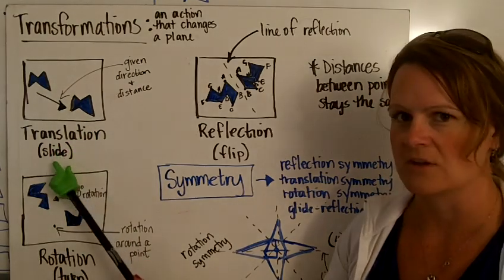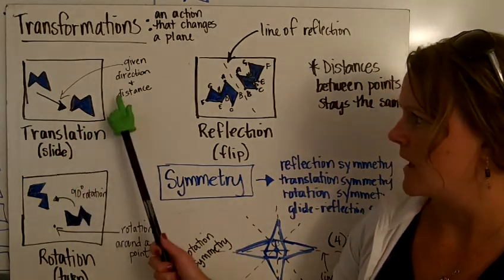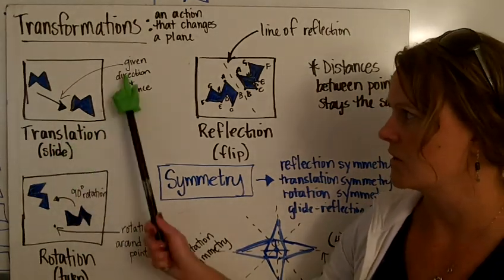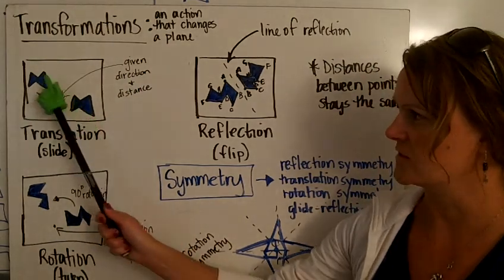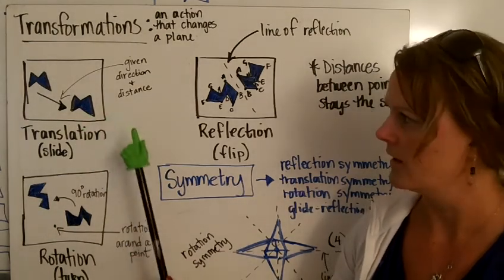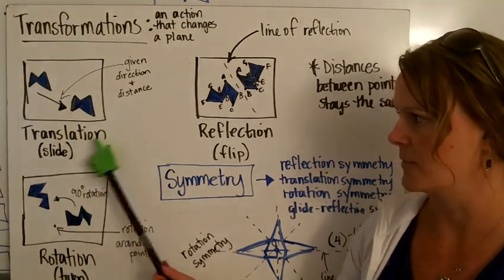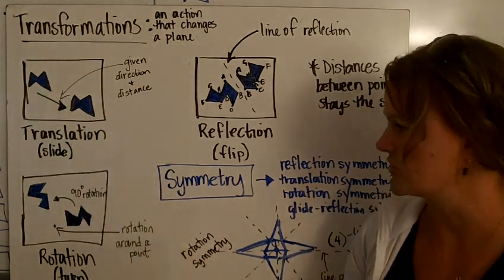So first of all, translation is also known as a slide, and for a translation to occur, you have to be given the direction and the distance. And you'll just see that the shape itself does not change at all, neither does the size of that shape. That's just a simple translation.